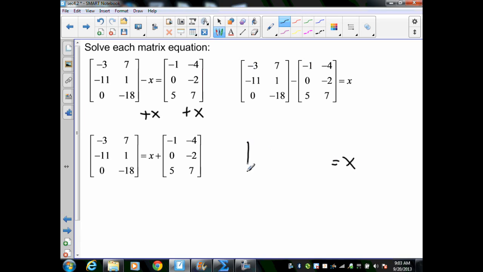So a negative 3 minus a negative 1, negative 3 plus 1 is a negative 2. 7 minus a negative 4 is 7 plus 4, which is 11. A negative 11 minus 0 is a negative 11. 1 minus a negative 2, which is 1 plus 2, which is 3. 0 minus 5 is a negative 5. Negative 18 minus 7 is going to be a negative 25.